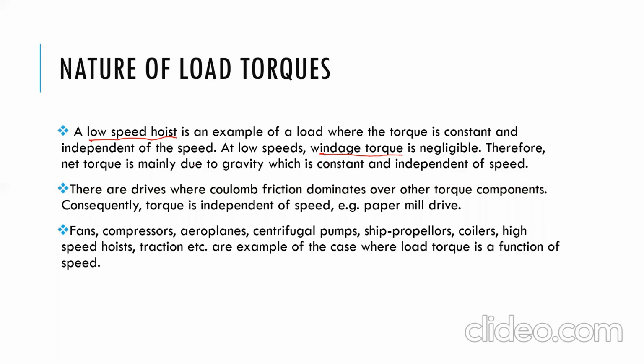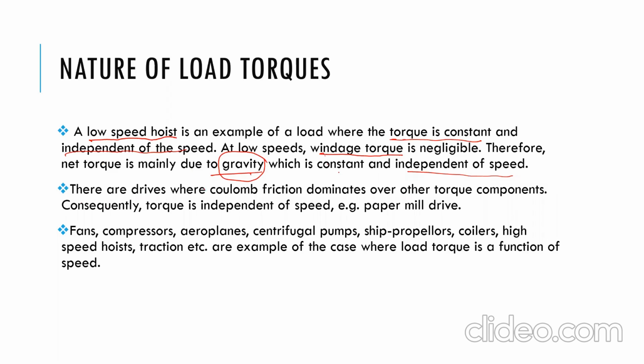Therefore, net torque is mainly due to gravity. Gravity means what? The effect of the weight of the hoist itself, which is constant and independent of speed. In the case of a low speed hoist, the effect of gravity is the main one, and obviously gravity is constant. It is independent of speed. Therefore, they have written that a low speed hoist is an example of a load where torque is constant and independent of speed. The reason is the gravity.